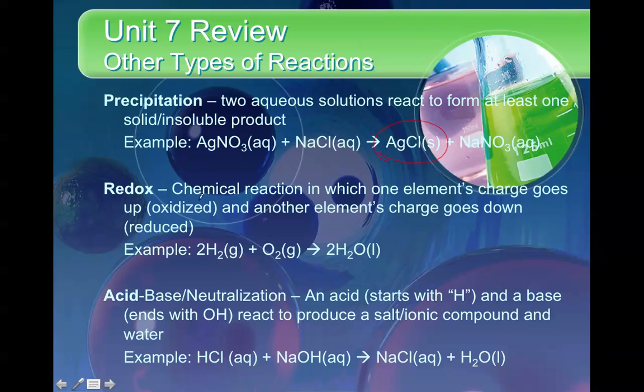A redox reaction is a chemical reaction where one element's charge goes up, or is oxidized, and another element's charge goes down, or is reduced. So an example of that would be the formation of water from its component elements. In this case, we've got pure hydrogen, which is going to have an oxidation state of 0 because all pure elements have a charge of 0, reacting with oxygen gas, which also is going to have an oxidation state of 0 to produce water.